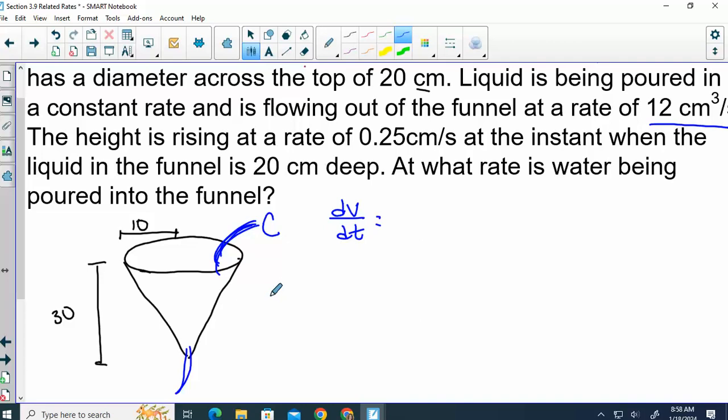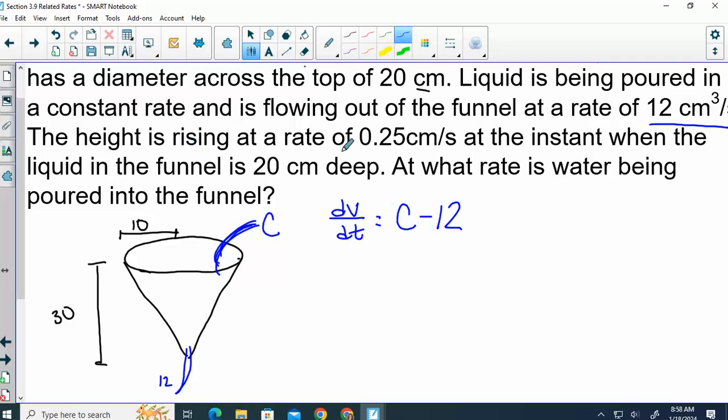I turned on my sink full blast and I'm just letting it run. And then it's coming out the bottom at a rate of 12. So your volume, what would you have to do with these things? Subtract them. The rate it's coming in minus how fast it's coming out. Just like if you're going to wash dishes, you turn on the sink, but you don't have the drain plug in all the way. So water's coming in, but it's also leaking out at the same time.